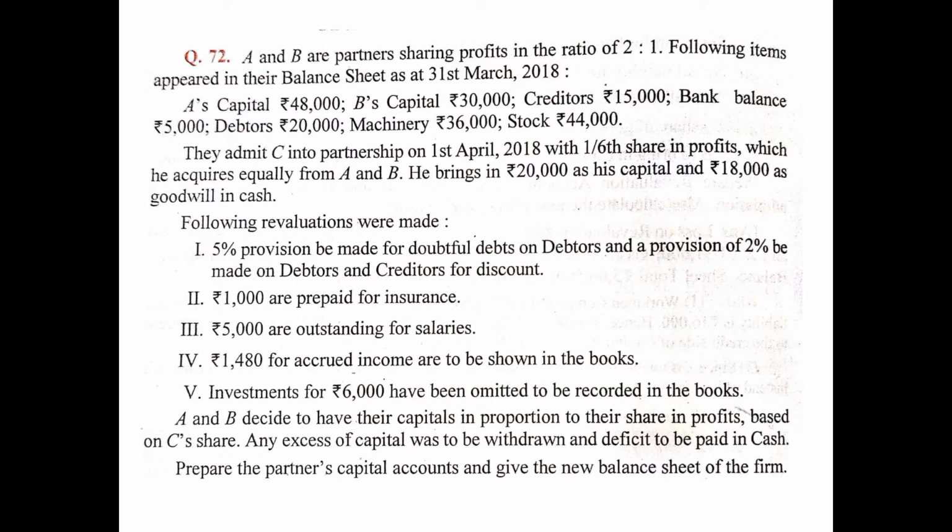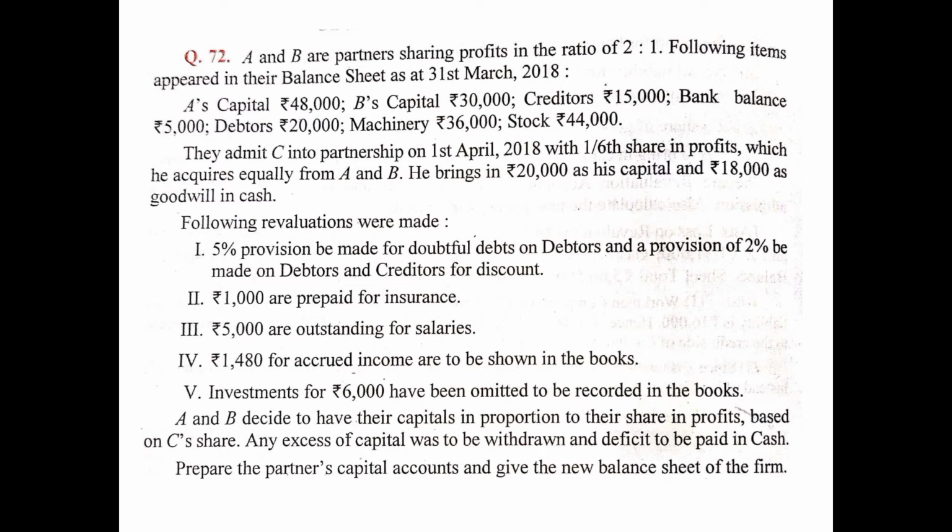This provision for discount on creditors means that later on you might not have to pay this 300 to the creditors. So it is a reduction in the liability, and it will be shown on the credit side of the revaluation account as by provision for discount on creditors 300. And while preparing the balance sheet of the new firm after admission, the value of creditors on the liability side will be shown as 15,000 minus 300, that is 14,700.